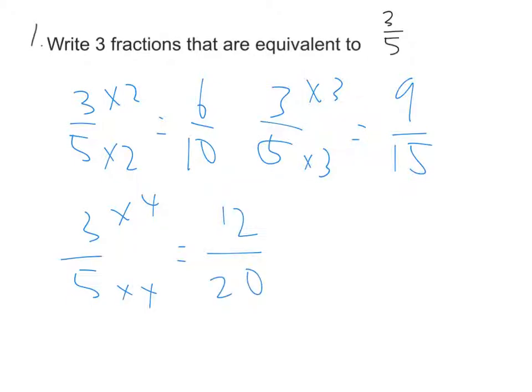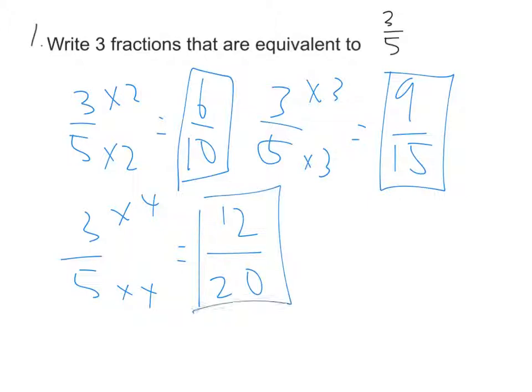So our equivalent fractions are 6 over 10, 9 over 15, and 12 over 20. But you could use any number so long as you make sure that you multiply the numerator and the denominator by the same number.